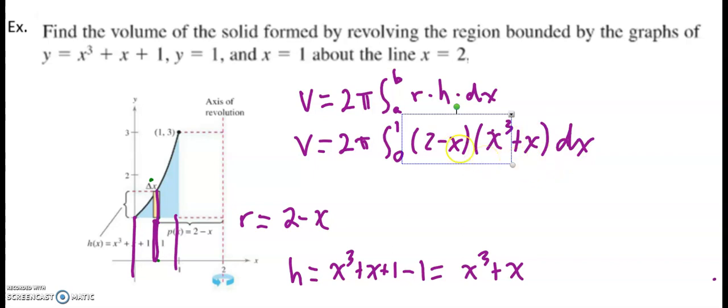Obviously, you're going to have to do some algebra to multiply that out before you can take the antiderivative, or you can Math 9 it. All right, folks, that's all I have time for, and that is the shell method. We'll talk more about this in class.